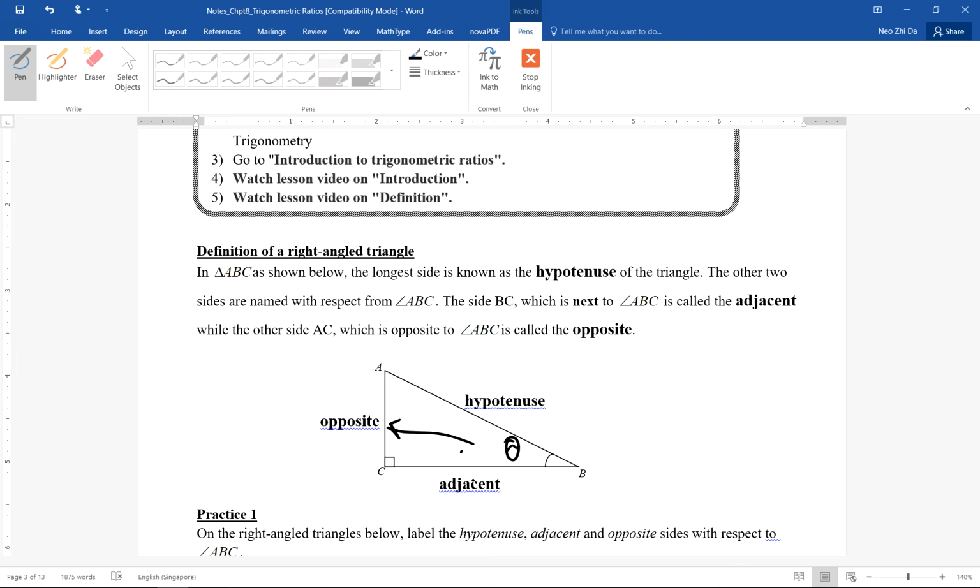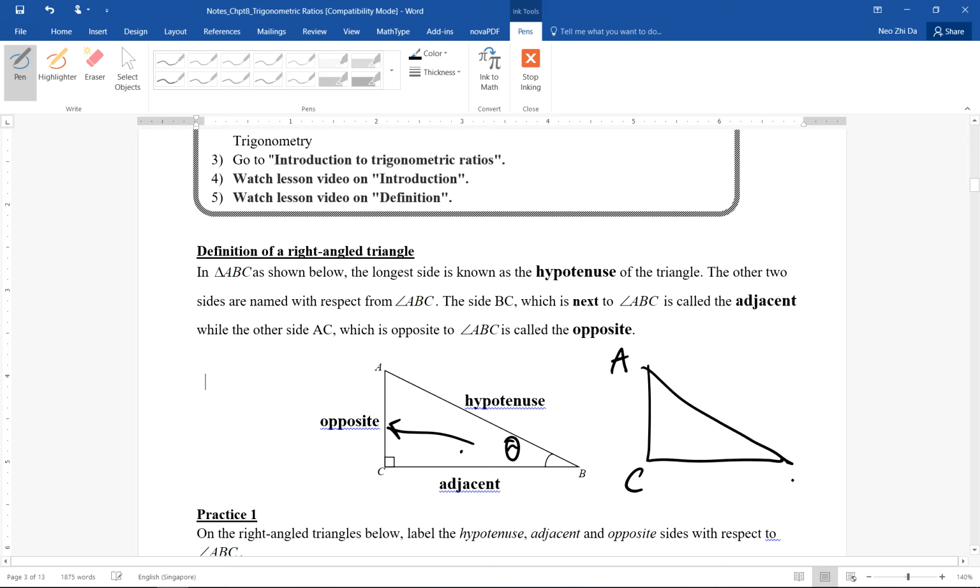So if today I draw the same right angle triangle, I give the same names, but I say instead of using theta here, today I want the theta to be here. I want to use this angle. This will still be your hypo, but however, this will be your opposite, and this will be your adjacent already. Understand? Draw the right angle triangle now.